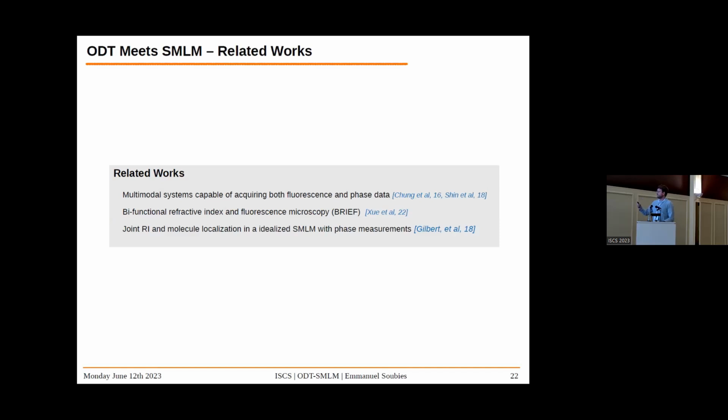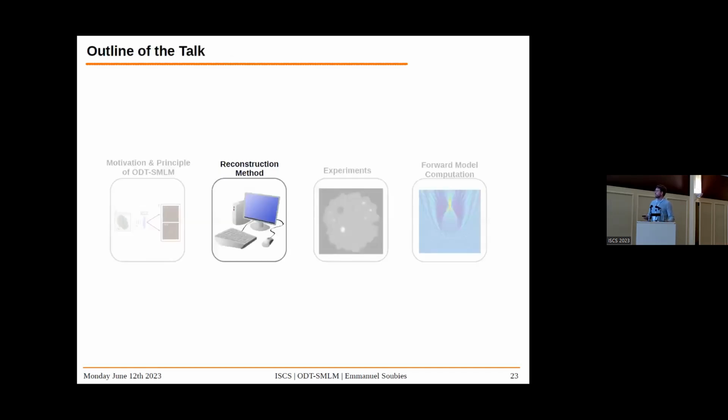It's not related to the goal of exploiting SMLM data in another way. It's a specific system that is built to have this kind of illumination. And the last one is for SMLM data, but in this work, the authors consider that we can record complex measurements, which is not the case in practice, and they also use a simplified version of the model.